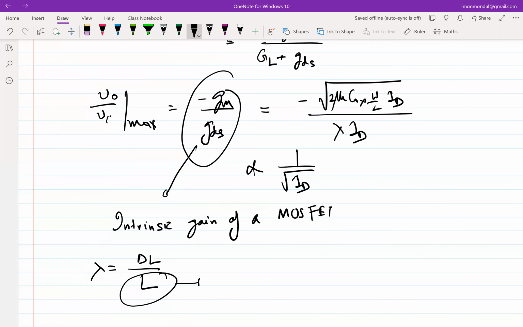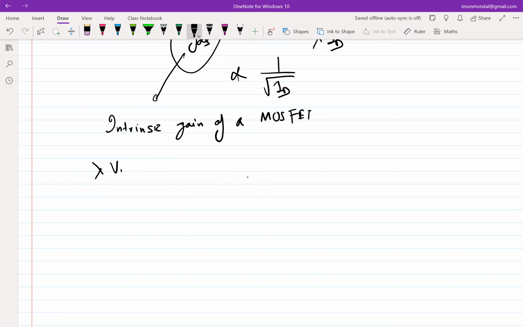So your lambda times VDS is delta L by L, which means your lambda is delta L over VDS. For a fixed VDS, and delta L you cannot change, so essentially this is proportional to 1 over L. And you would want a low value of lambda if you want higher intrinsic gain. If you want to make a better transistor, low value of lambda.